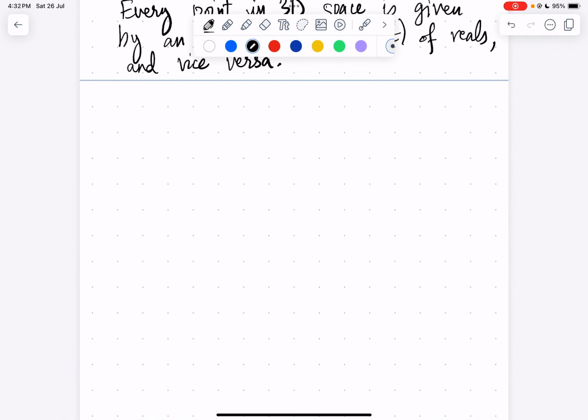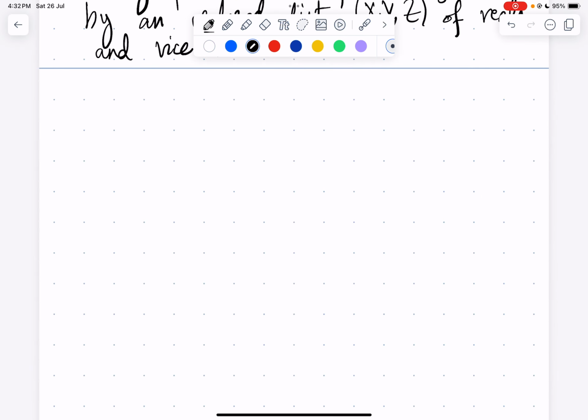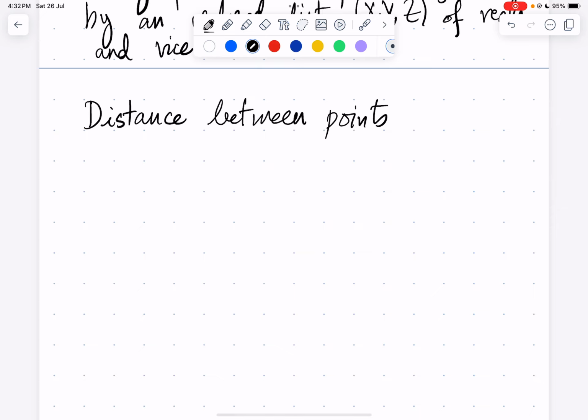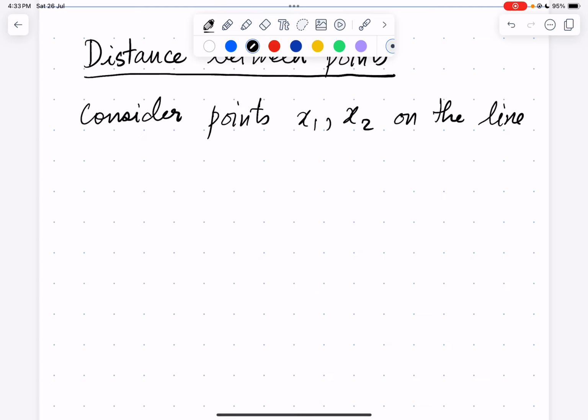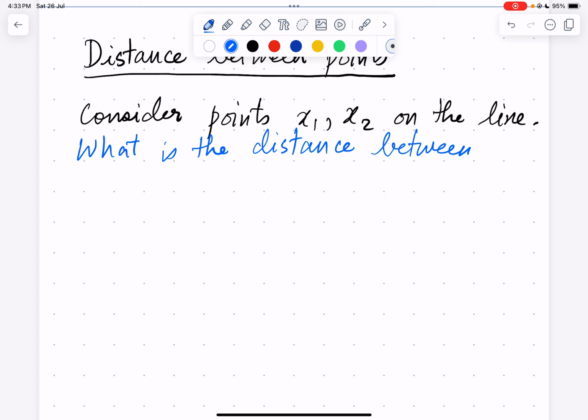Okay, let's continue. We'll study distance between points. So, consider points x1, x2 on the line. We can ask, what is the distance between the points?